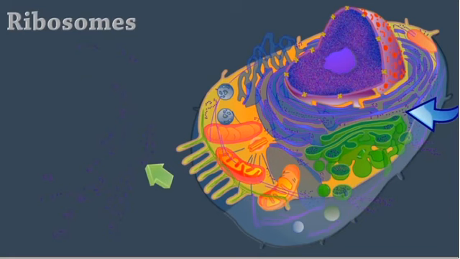Ribosomes are dense particles that consist of two subunits, each of which is composed of ribosomal RNA and protein. They may be free or attached to the rough endoplasmic reticulum. This is where protein synthesis takes place.